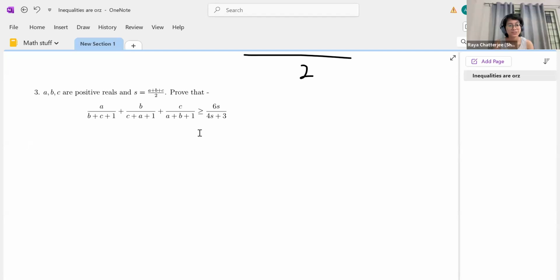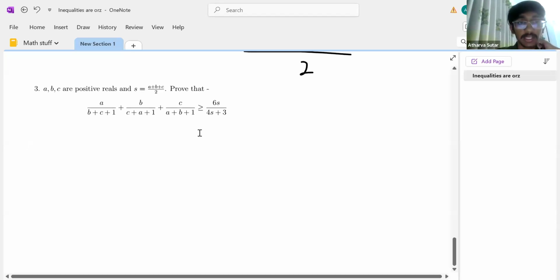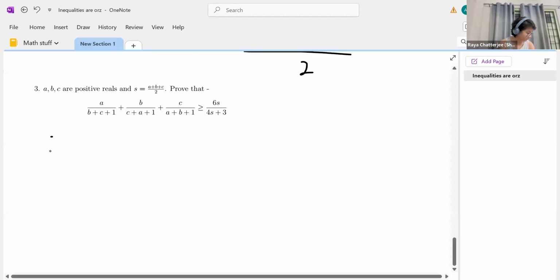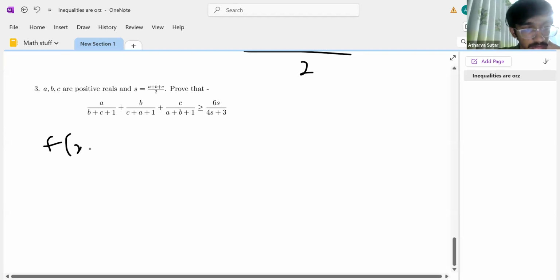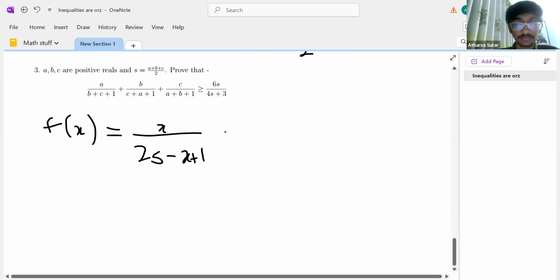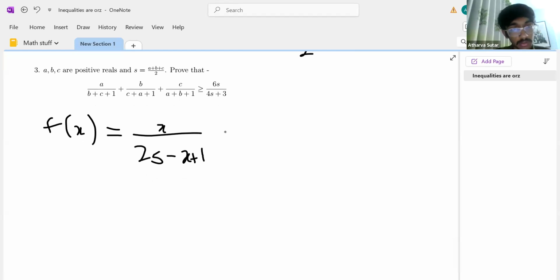Anyone? Can we take the function a by 2s minus a plus 1? Just a guess. Yeah, that is basically the idea. You take f of x equals x upon 2s minus x plus 1. And you double differentiate this, and it comes out to be a convex function.